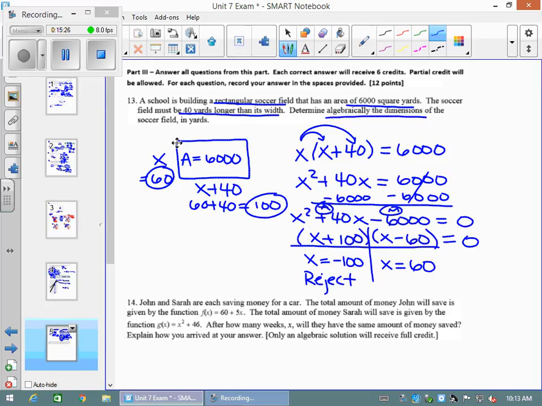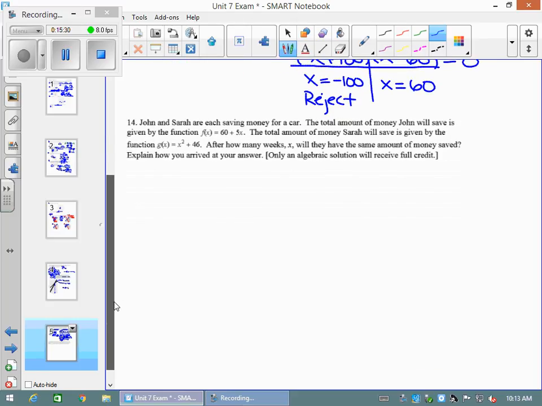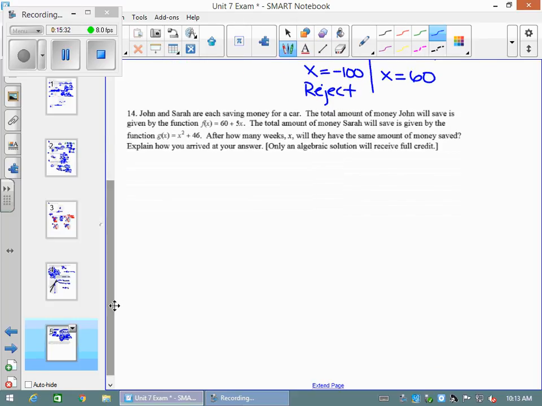In question 14, we're being told that the total amount of money that John and Sarah are saving are being represented by two functions. So f of x is representing the total amount of money John is saving, g of x is representing the total amount of money that Sarah is saving, and we're being asked after how many weeks x will they have the same amount of money saved. Okay, so if I set f of x equal to g of x and solve for x, I can figure out how many weeks it's going to take them to have the same amount of money.